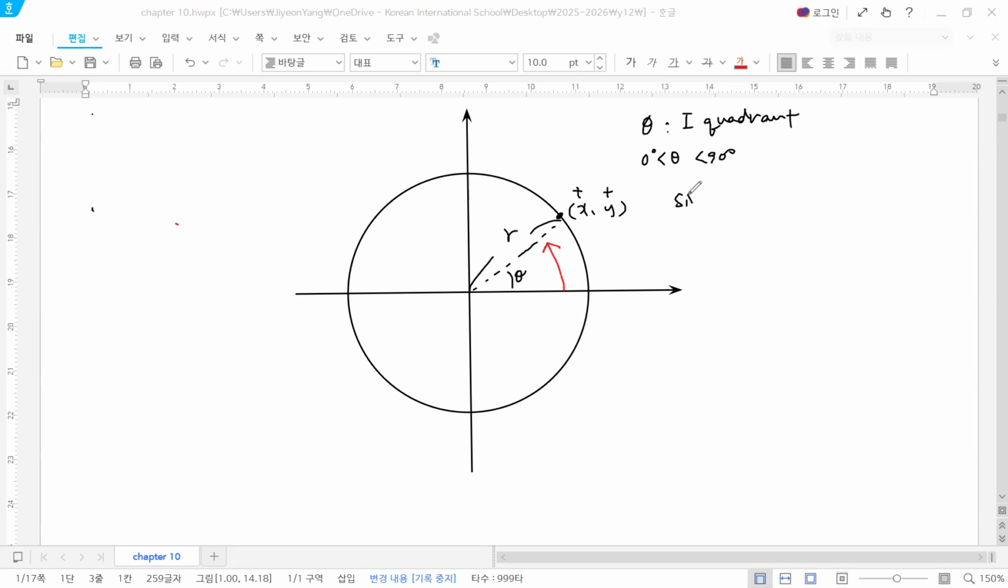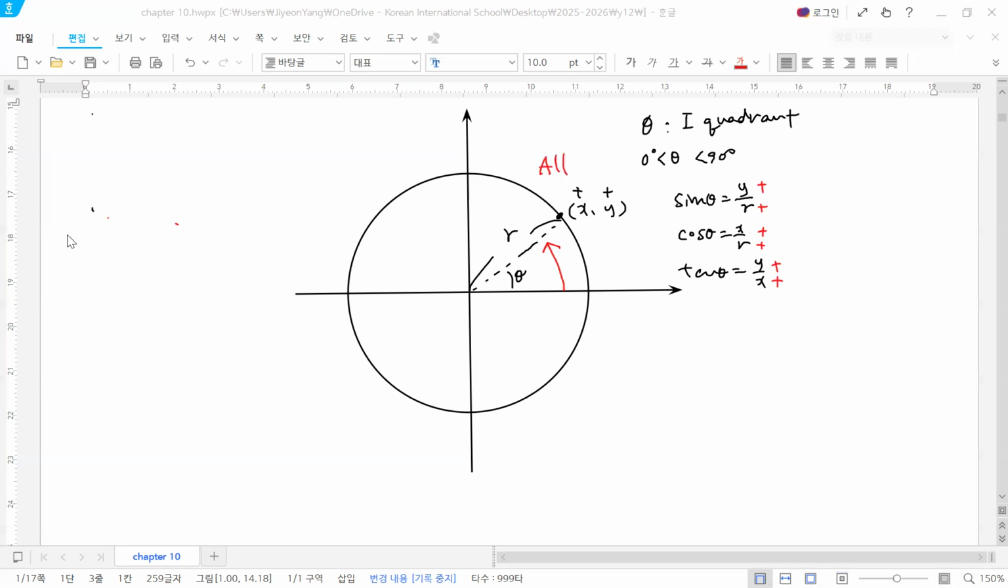So sine theta, by the definition, is y over r, cosine theta is x over r, tangent theta is y over x. All those values are positive. So all those trigonometry values, they are positive.